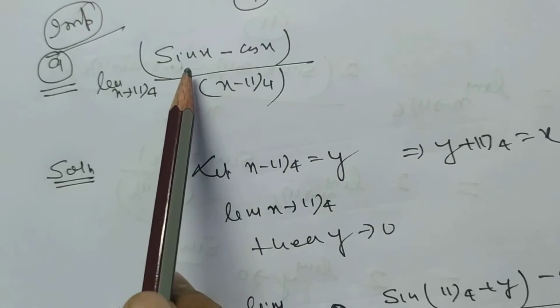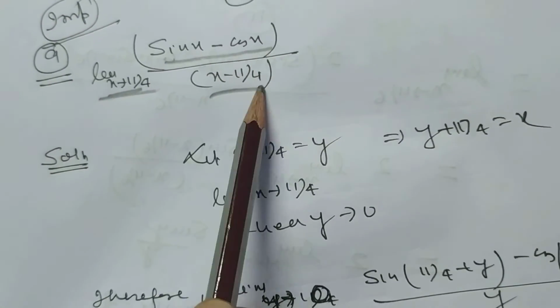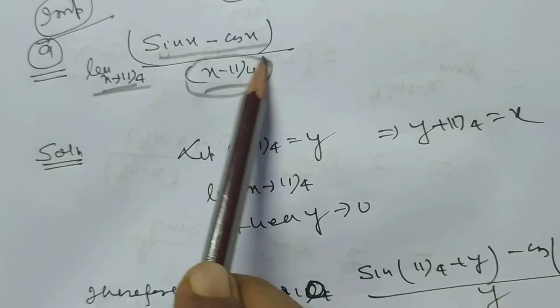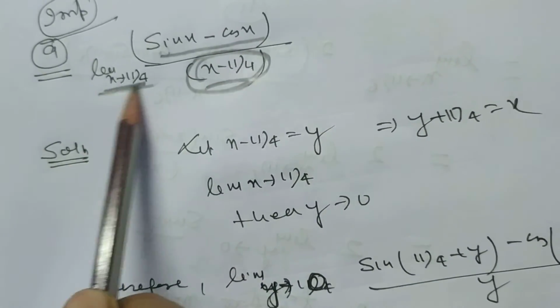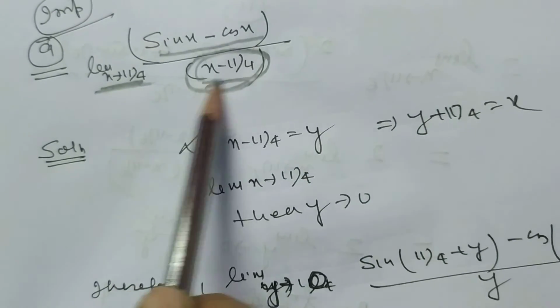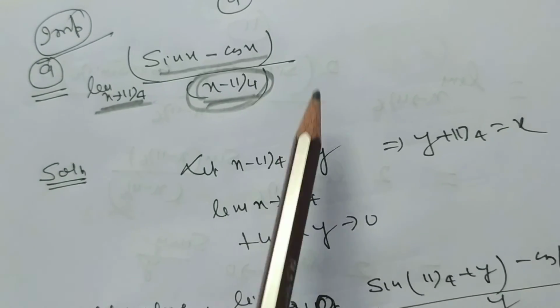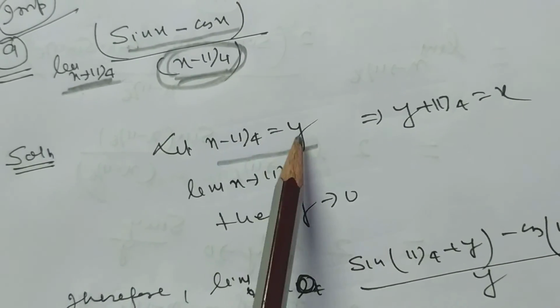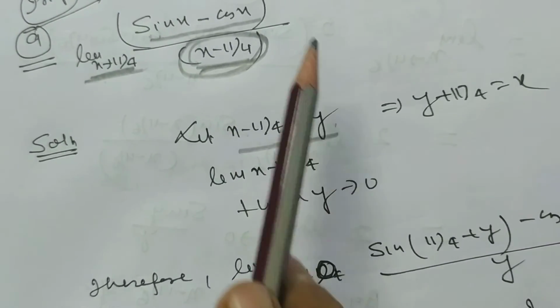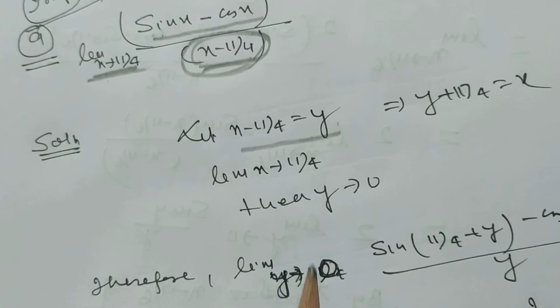Limit x tends to pi by 4, sin x minus cos x over x minus pi by 4. Dear students, you have to look at this question carefully. x tends to pi by 4. So you consider x minus pi by 4 as a single angle, a single variable. Let x minus pi by 4 is equal to y. So when x tends to pi by 4, y tends to 0. We change this expression in terms of y. Then you can solve this problem.